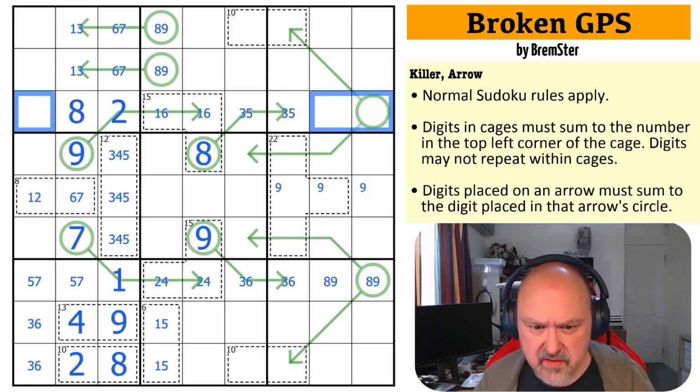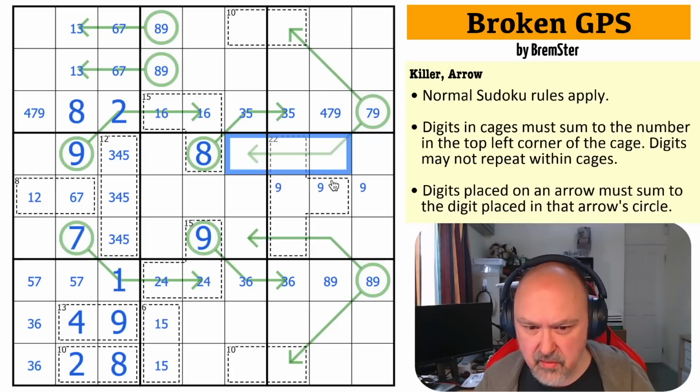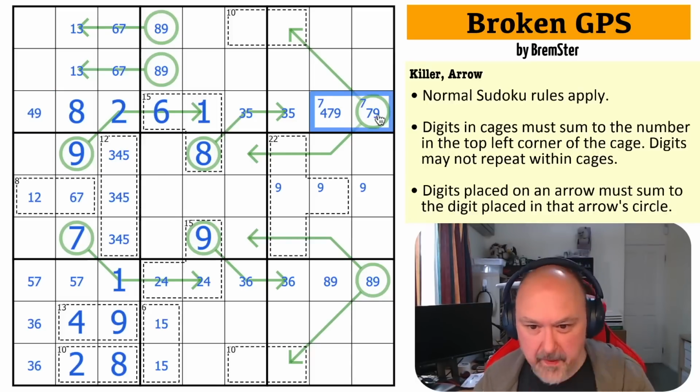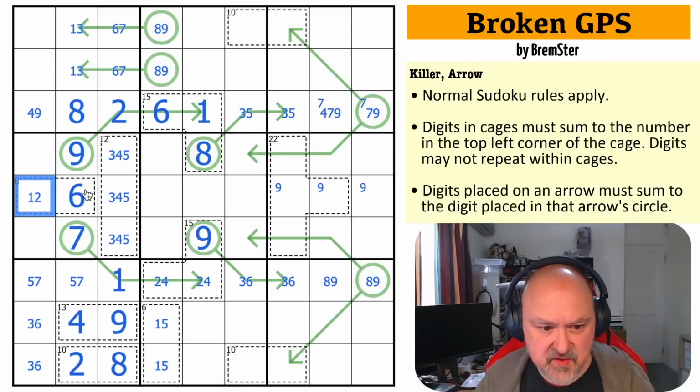These are 1, 2, 3, 4, 5, 6, 7, and 9. Well, that can't be 4 because that's a 3-cell arrow. The 1, 5 looks like making this the 6 and this the 1. The 6, 7 here makes that not a 7. So 7 is over here somewhere. If this is 7, this is 1, 2, 4. Oh, the 7 makes this 6, which makes this 2.